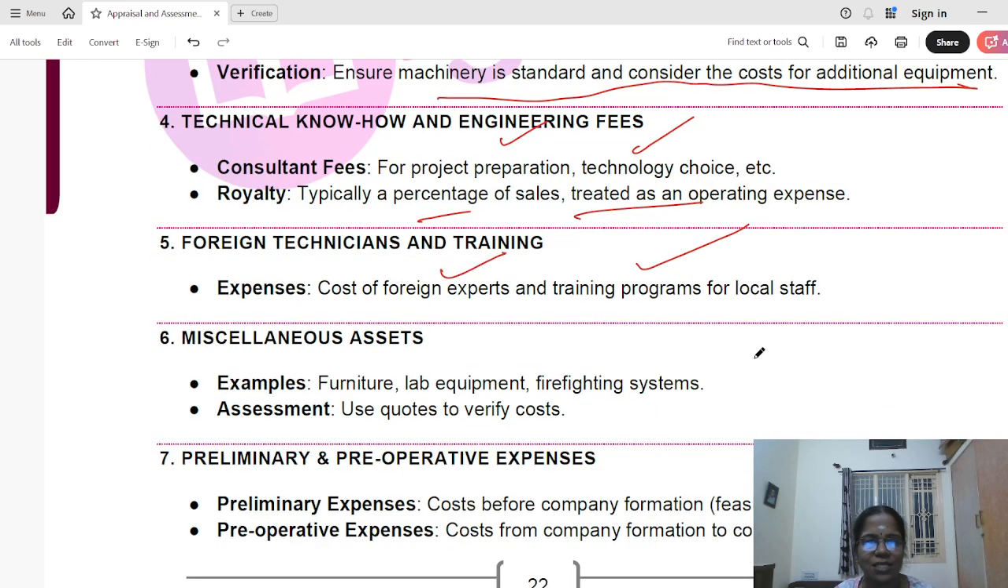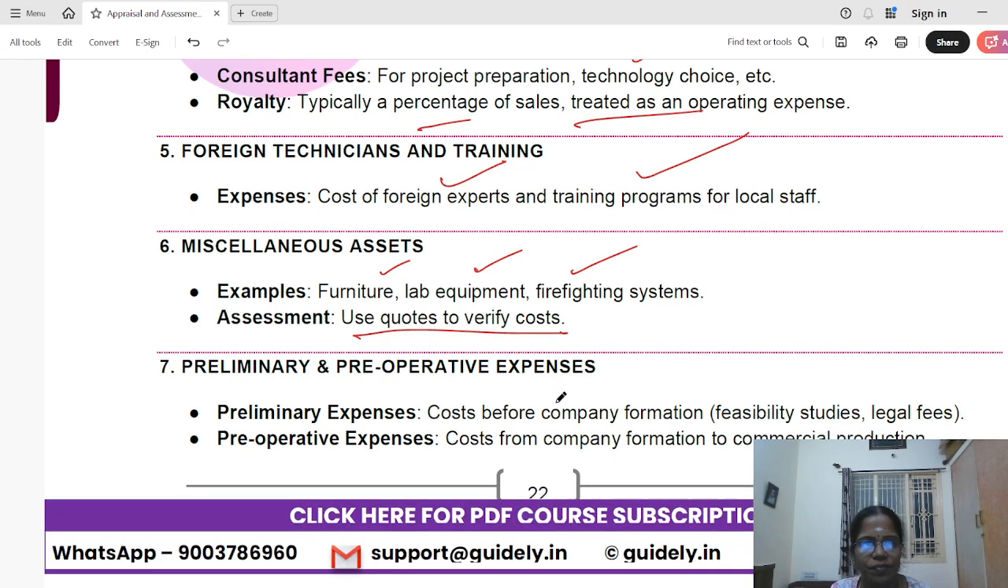Then miscellaneous assets are, for example, furniture, lab, firefighting systems and assessment use codes for various tasks. This is non-fund based. Preliminary and pre-operative expenses. Preliminary expenses, if you look at it, are the first cost before company formation. That is, they come before company formation. Feasibility study, legal fees, all these come in.